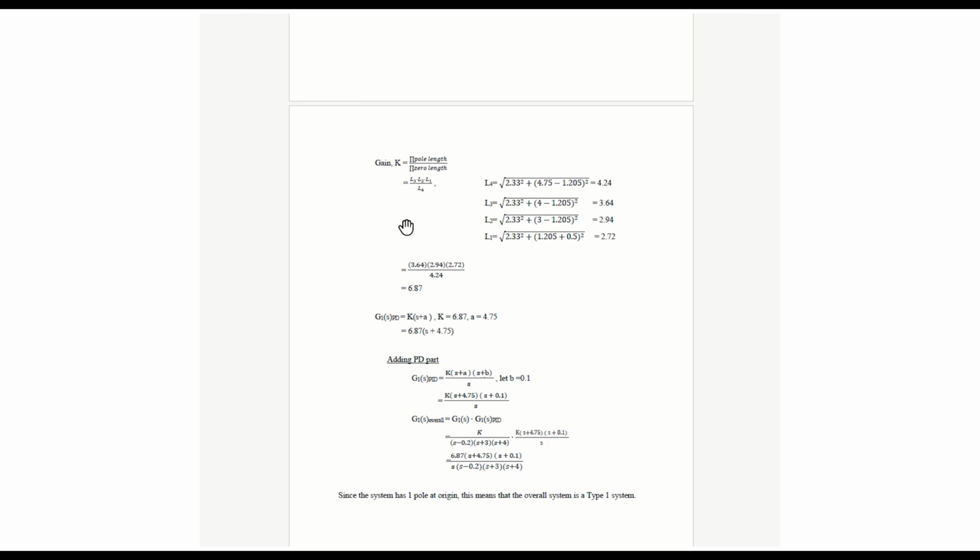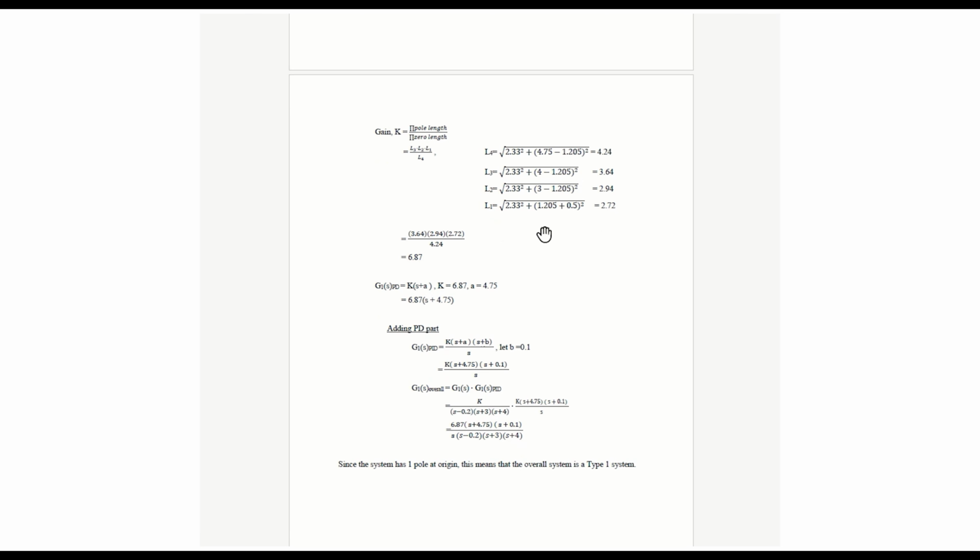The product of pole length formula means the product of each pole length from the desired pole location. So we use that formula and then get this value of gain K. Now we put everything we have obtained into the equation of PD, which is K(s + a). K is the gain needed to be adjusted to obtain the desired pole location, and a is the location of the new zero.